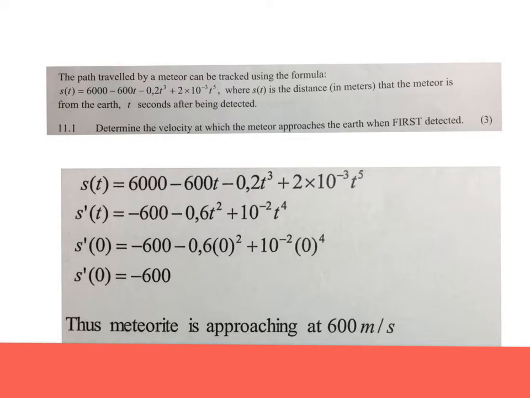Please stop the video and get your brain around this. And don't be afraid about all these negative exponents and everything. We've got calculators to cover us here. So it's first derivative, plug in a 0, get the answer.